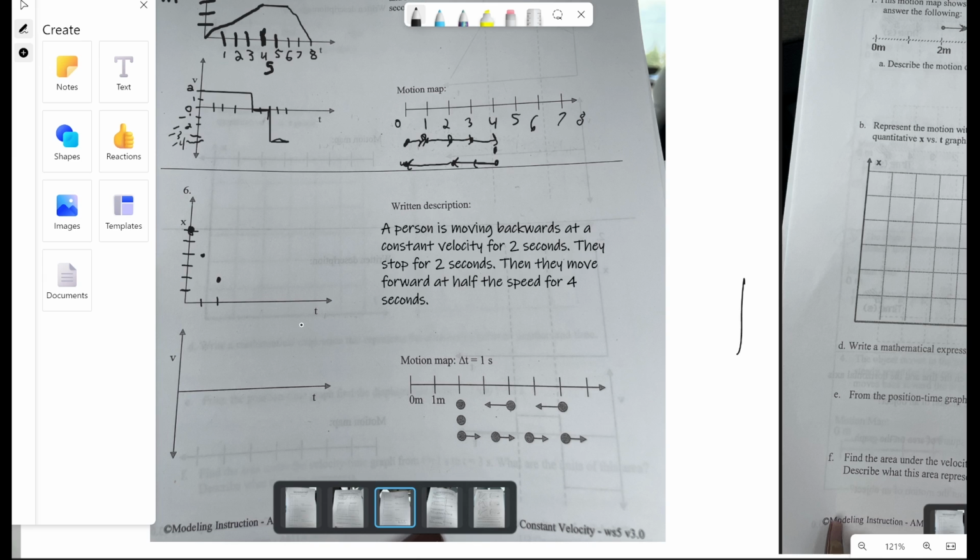Right? And it looks like they stop right here at this 2 meter mark for 2 seconds, maybe. 1, 2. And we'll just connect the lines in a little bit. And then it looks like they move forward again in distance, 1 meter per second. So 1, 2, 3, 4. I'm just kind of eyeballing it. 2, 3, 4. So you can connect the lines and it'll look something like this.